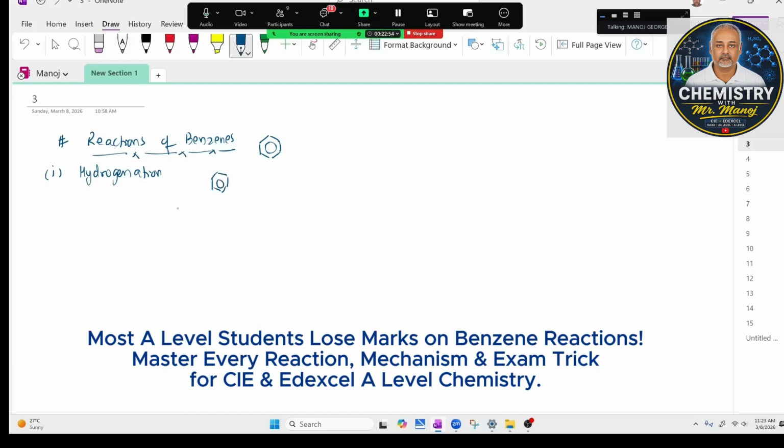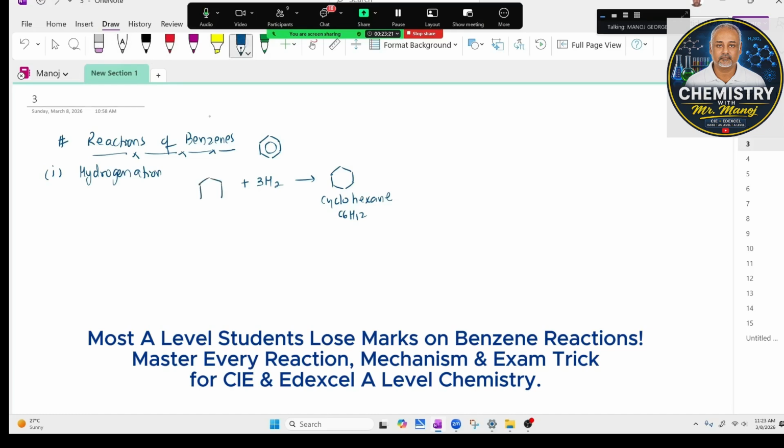That's benzene, and I'm just going to add hydrogen to it. So obviously, I need 3 moles of hydrogen, because all the double bonds will be attacked and it changes into cyclohexane. So that is C6H12.